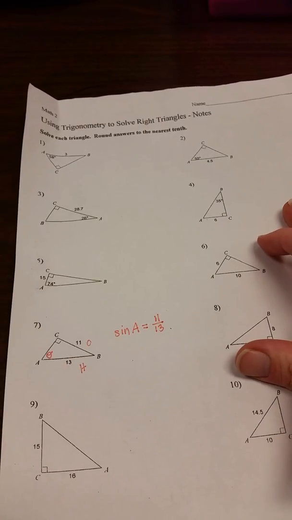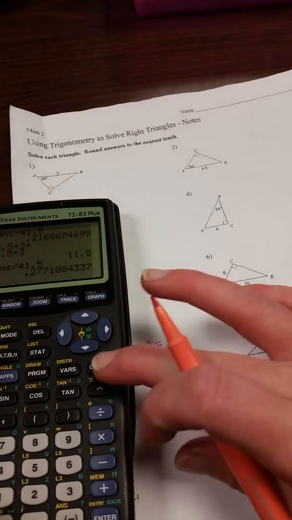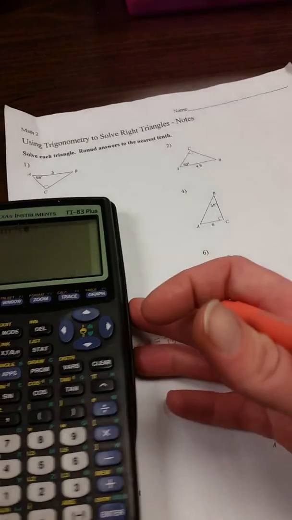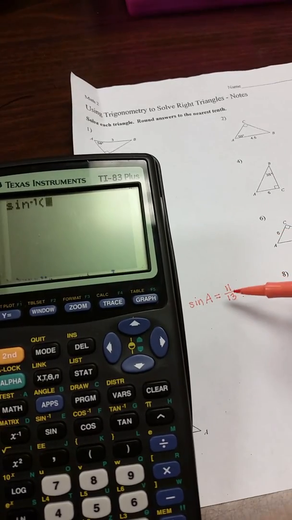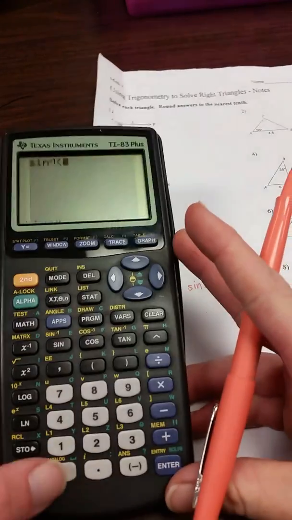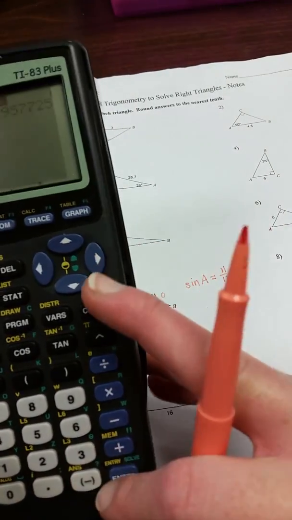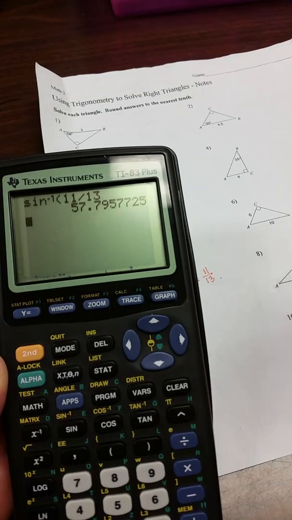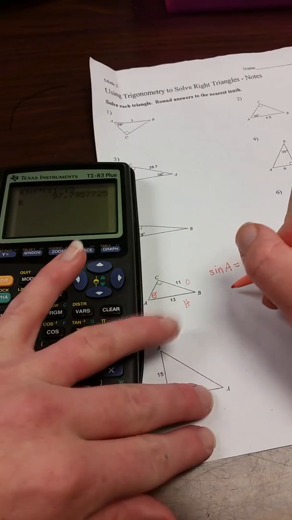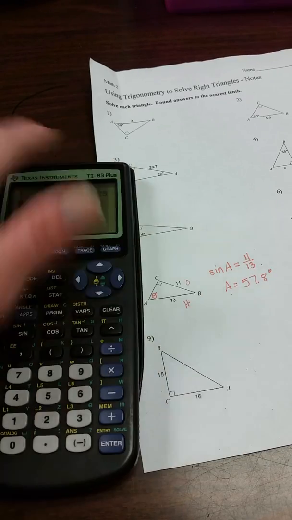And then to find this, go to your calculator, and you're going to hit second sine, and it's going to come up with the sine to the negative 1, and then you're going to type in this fraction, 11 divided by 13. And when you do that, you get 57, and I'm going to round that to 0.8. So angle A is 57.8 degrees.